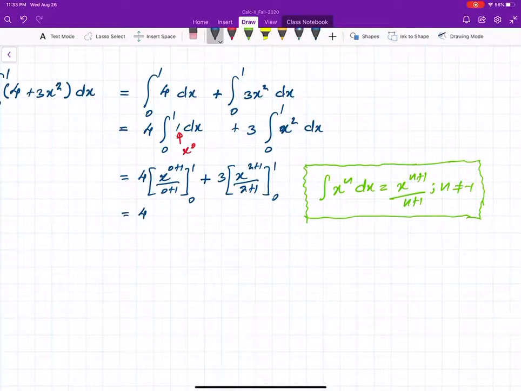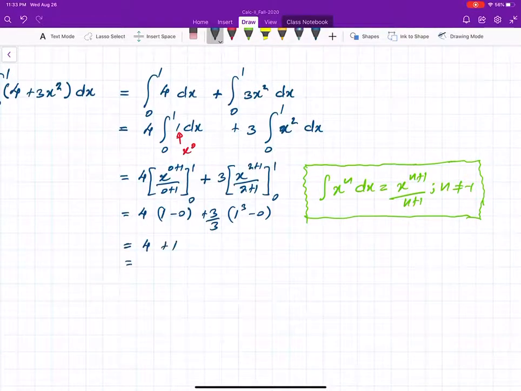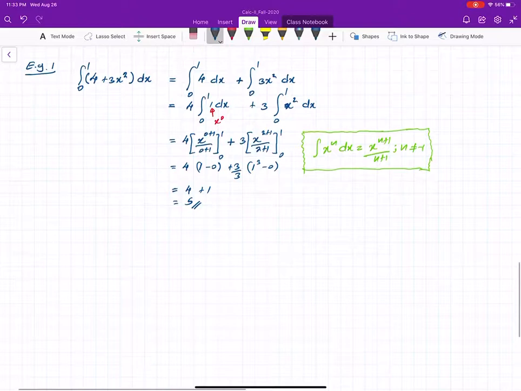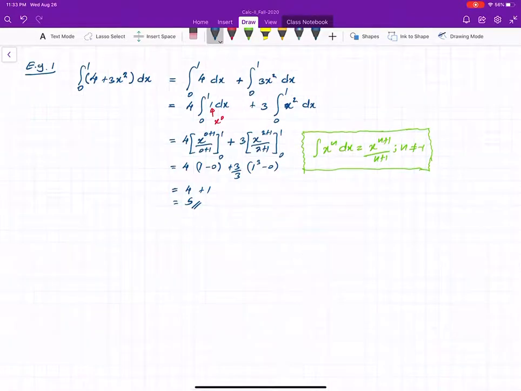First I have to apply the upper limit. So it is just 1 minus 0. And then here this is 3 over 3. If you apply the upper limit, 1 to the power 3 minus 0. So the solution is 4 plus 1, which is 5. Okay, so that is example number 1, and let's move to example number 2.